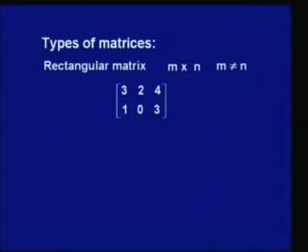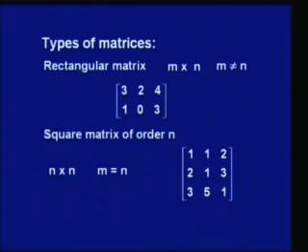However, if the number of rows and number of columns are equal, m is equal to n, then we say we have a square matrix of order n. So, an n by n matrix is a square matrix of order n. In this example, we have a 3 by 3 square matrix of order 3. It consists of 3 rows and 3 columns. So, it is a square matrix of order 3.